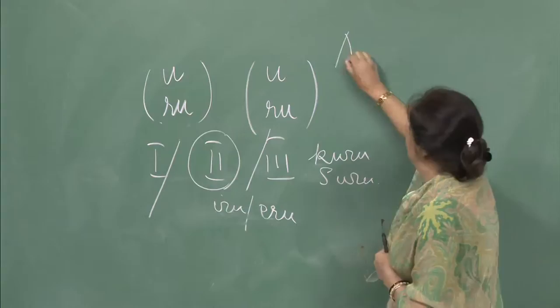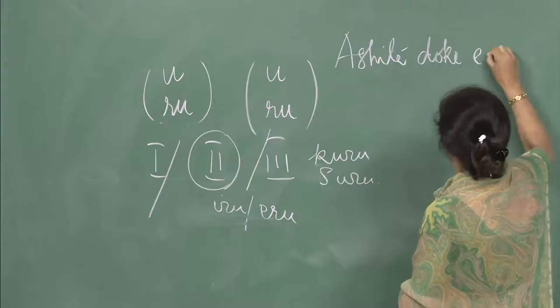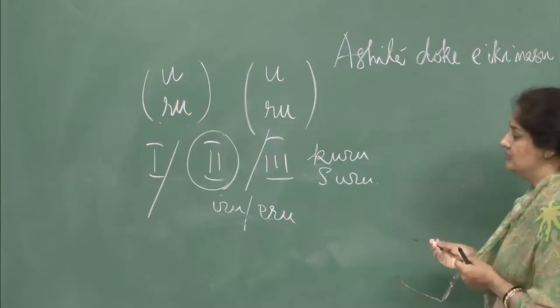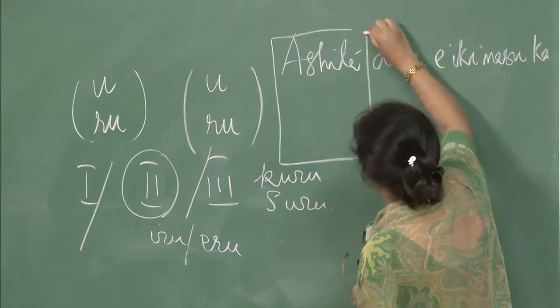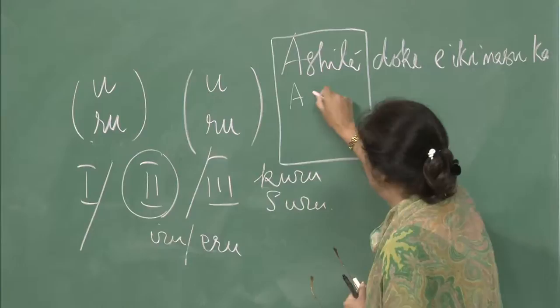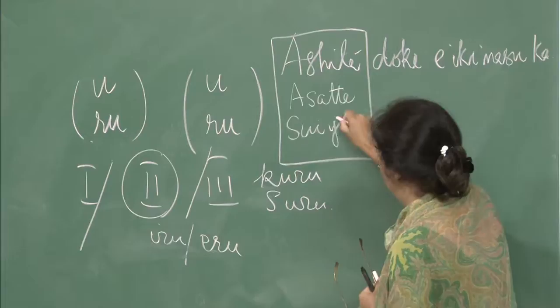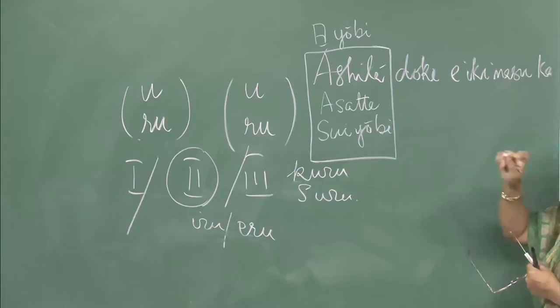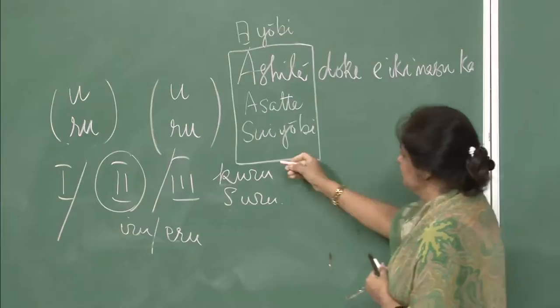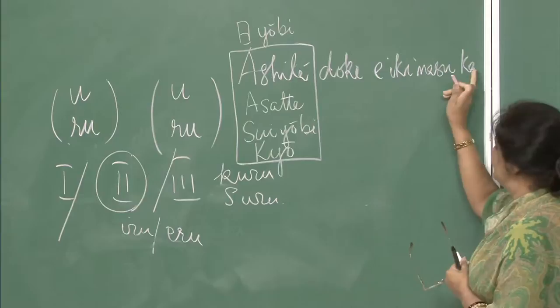Ashita doko e ikimasu ka? Ashita doko e ikimasu ka? So, you remember you did time expressions in your previous lesson. Asatte, suiyobi, nichiyobi. So, you could replace ashita with any of these, ashita, asatte, suiyobi, nichiyobi, kyo, any of these. Doko e ikimasu ka? Doko means where, e is of course movement in that direction and ikimasu means to go.